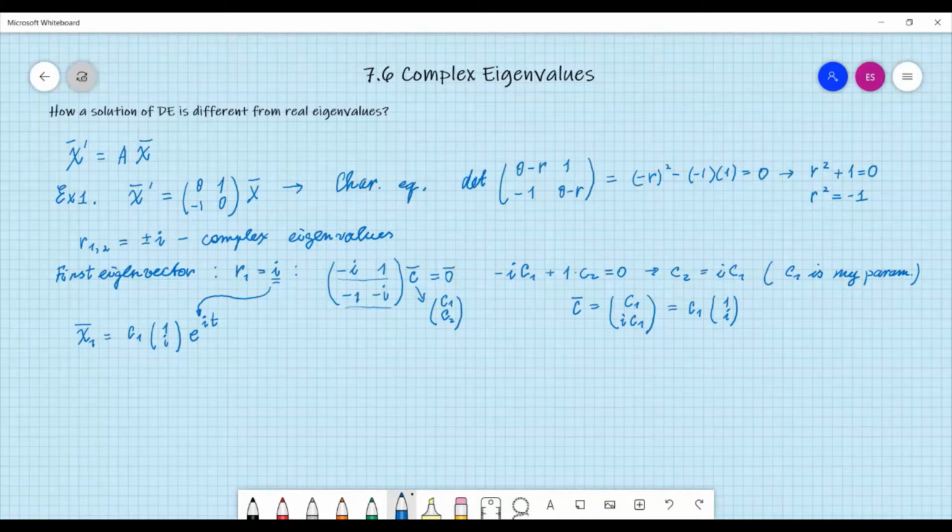Now, what am I going to use? I'm going to use Euler's formula and convert this thing into sine and cosine, right? So I'm going to write down C1 times (1, i), and over here I'm going to write down cosine of t plus i sine of t, using Euler's formula. I'm going to write down Euler's formula.